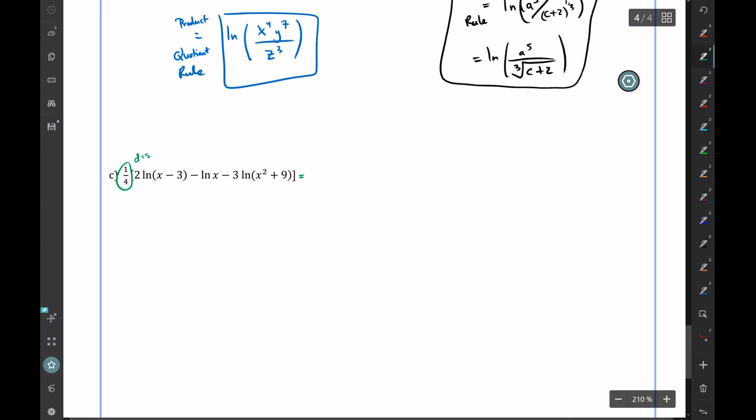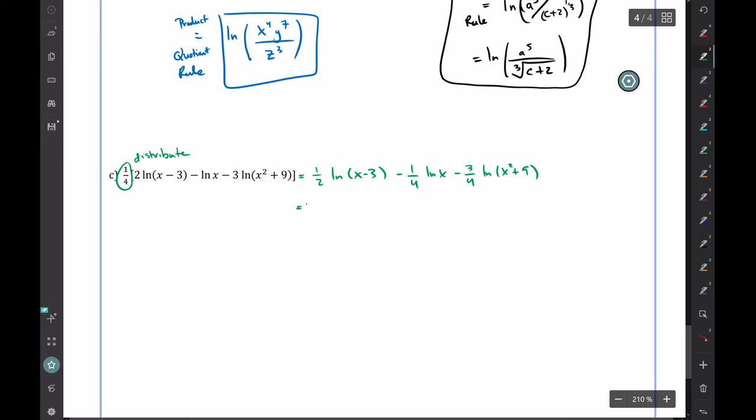So I'm going to distribute this. Either way, this would work out just fine. But if you distribute the 1/4, then 2 times 1/4 is 1/2 ln(x-3), minus 1/4 ln x, minus 3/4 ln(x²+9).